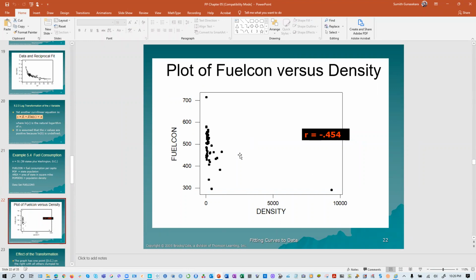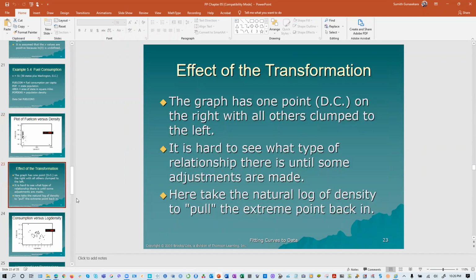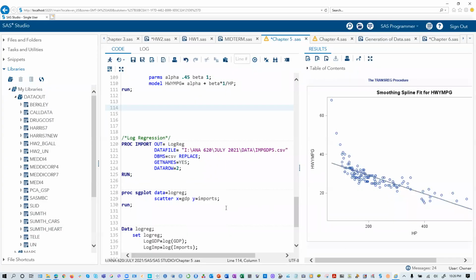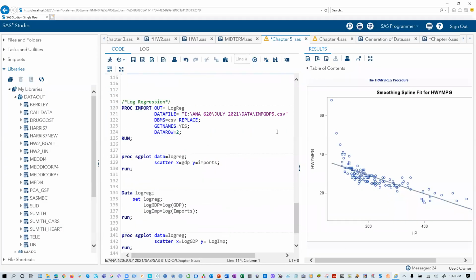That means this has to be expanded. The graph has one point, DC, on the right with all others clumped to the left. It is hard to see what type of relation there is until adjustments are made. Here, take the natural log of density to pull the extreme points back in. See, density versus this one. So if you go ahead and look at the data, the log regression.